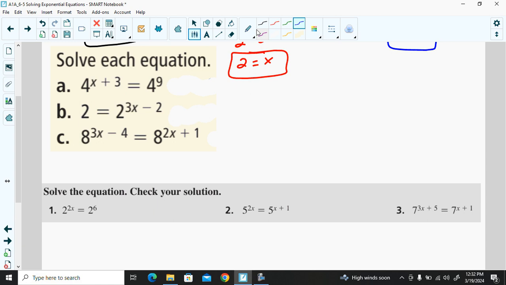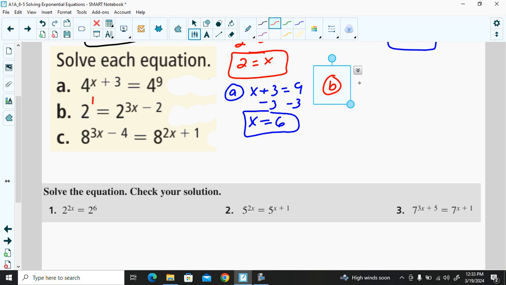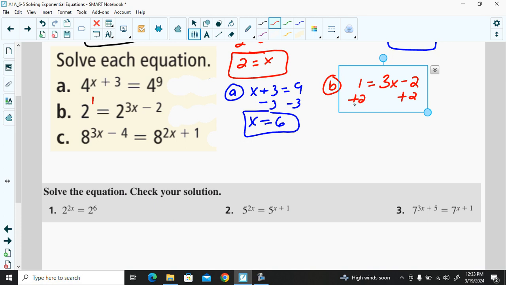Okay, we'll do A together. Example A, we have x plus 3 equals 9. Subtract 3, subtract 3. X is going to be equal to 6. Look at problem B. Remember, this has an exponent of 1. So problem B, we'd have 1 is equal to 3x minus 2. Add 2, add 2. 3 is equal to 3 times x. When we divide by 3 and divide by 3, they cancel. We get x is equal to 1.